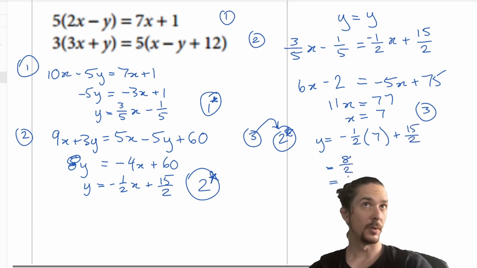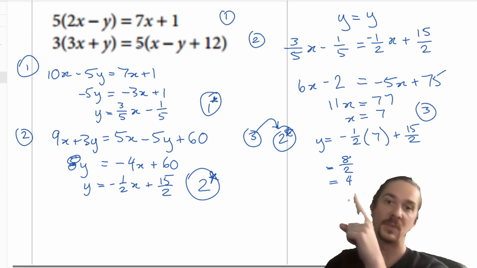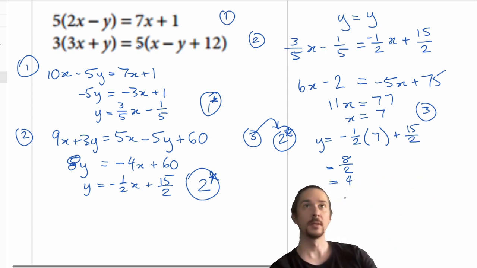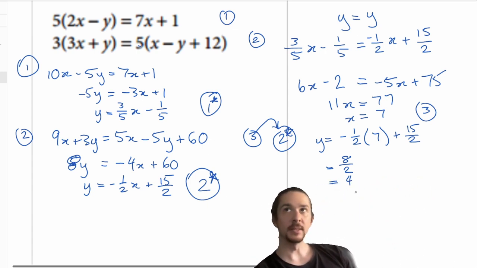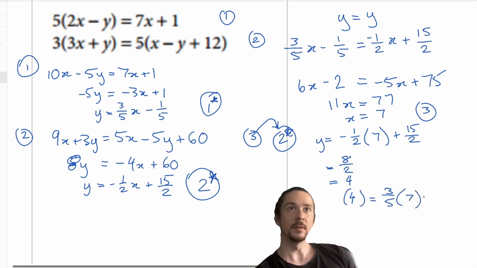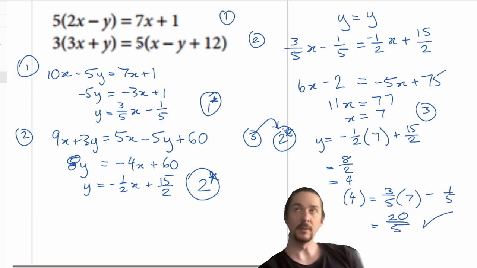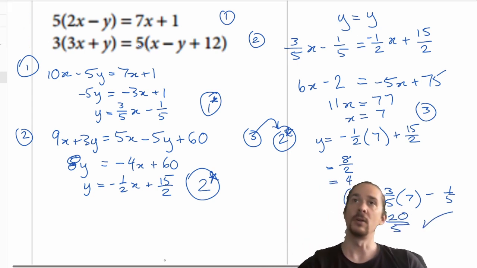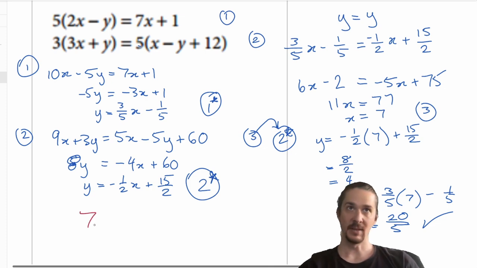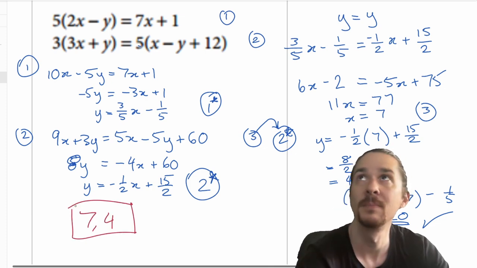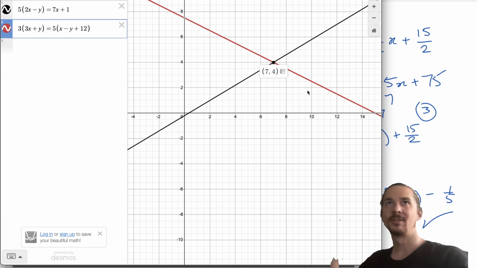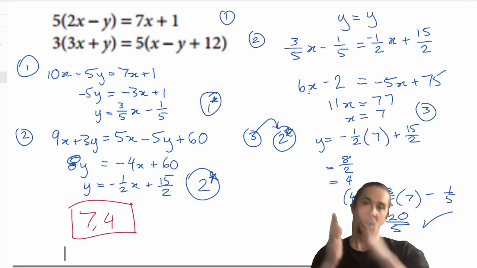Now, let's take this and substitute it back into 1 star. So if this is true, that means that 4 will be equal to 3/5 of 7 minus 1/5, which is 21/5 minus 1/5, which is 20/5, which is indeed 4. And so at this point, we can give our answer where x is going to be 7 and y is going to be 4. Let's graph this bad boy. And we can see that our point of intersection is at 7, 4. Sweet.